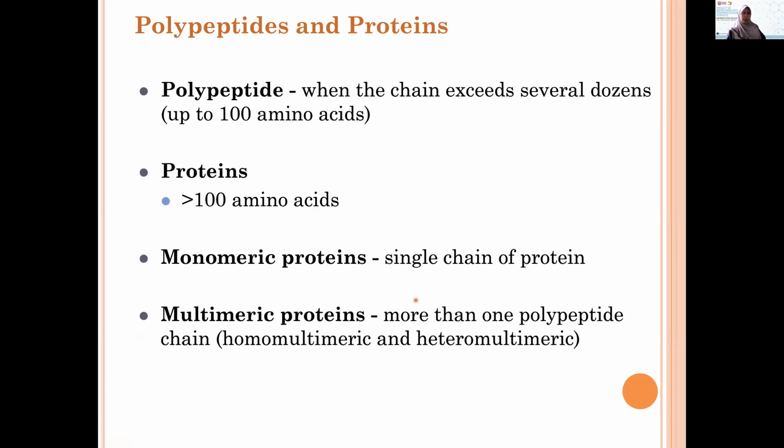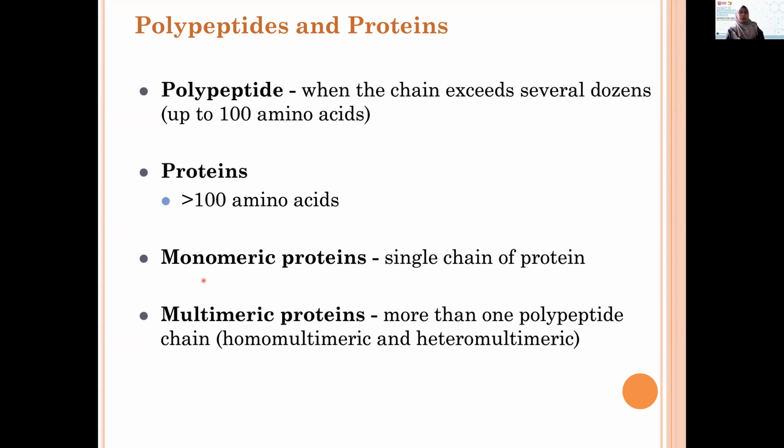Small protein. So we have here polypeptide when the chain exceeds several dozen up to 100 amino acids. Proteins are more than 100 amino acids. That means if you have more than 100 amino acids multiplied by 3, because one amino acid is encoded by 3 codons, 3 bases, it will be 300 nucleotides. If 300 nucleotides, that means you have more than 100 amino acids.